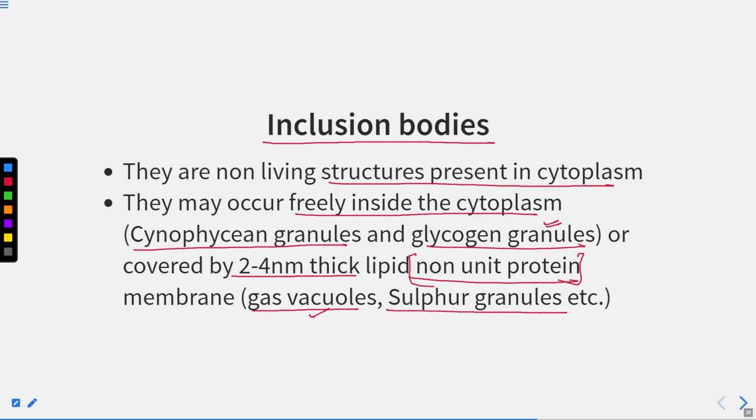Now, what is the importance of this gas vacuole? The gas vacuoles make the bacterial cell light. The gas is filled in it, and it makes the bacterial cell light, and they can stay at the surface, right? So they can get the oxygen, they can get the nutrients. So this is very, very important. These are some of the inclusion bodies that are present in the bacterial cell.